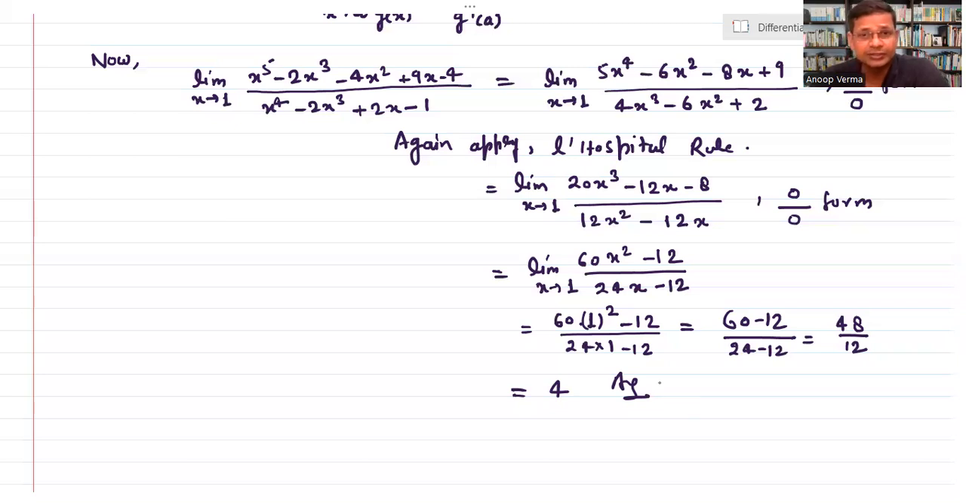Okay, so we will meet in the next lecture. In the next lecture, we will discuss how we calculate the limit of a function that gives the infinity minus infinity form.